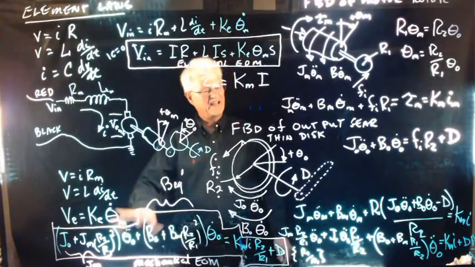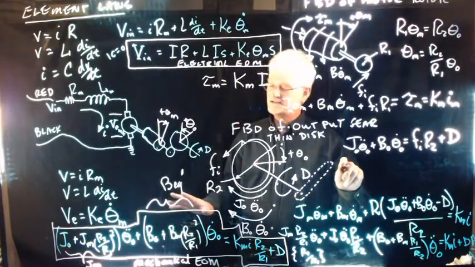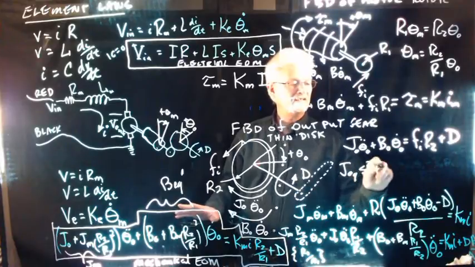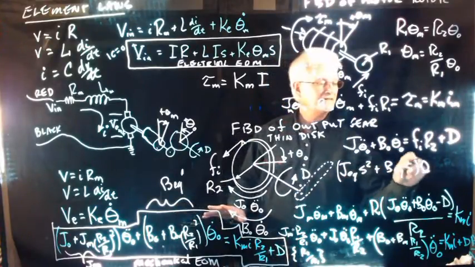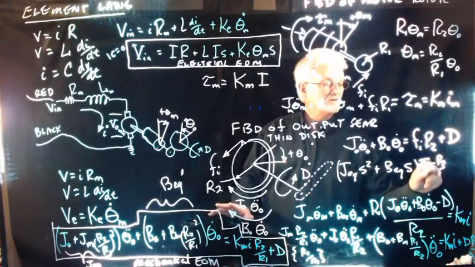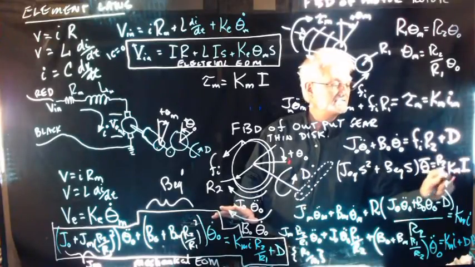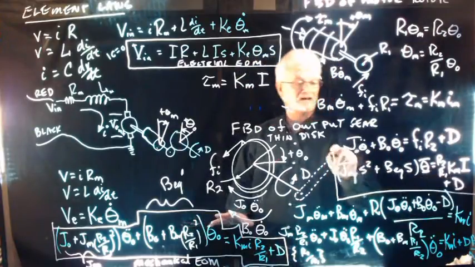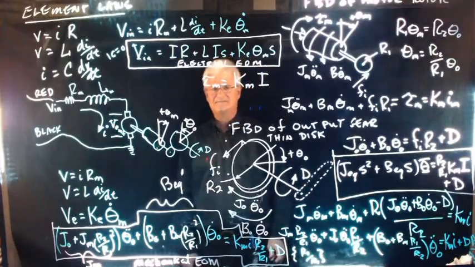But you know what? I could take the Laplace transform of this pretty easily. It's just going to be J equivalent S squared plus B equivalent S times theta is equal to R2 over R1 Km times I plus D. This is the one I'm going to work with from now on. So I'm going to go forward with this one. There we go. That's the equation of motion. Okay?